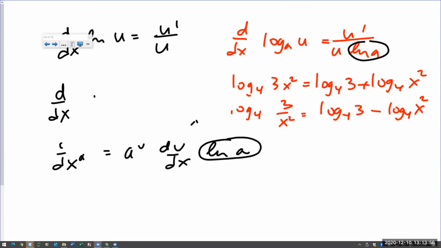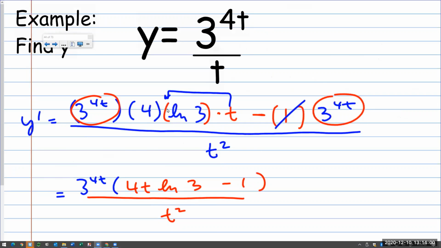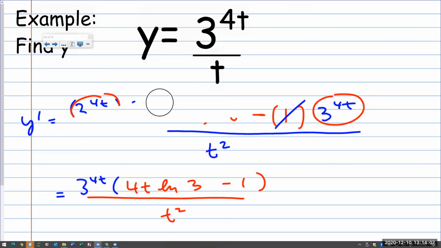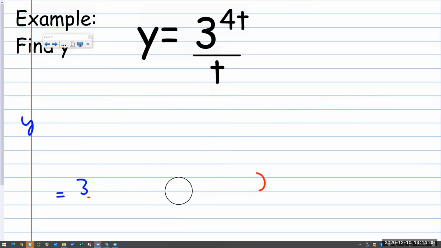Okay, guys, not this one, but oops, this one. Okay, which rule is this? Quotient rule. Okay, let's do it.